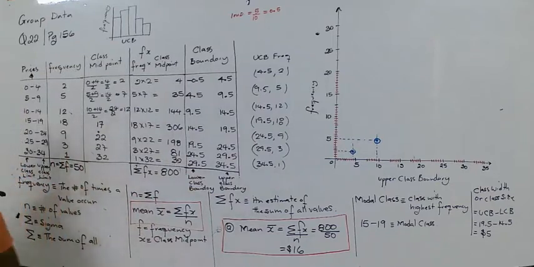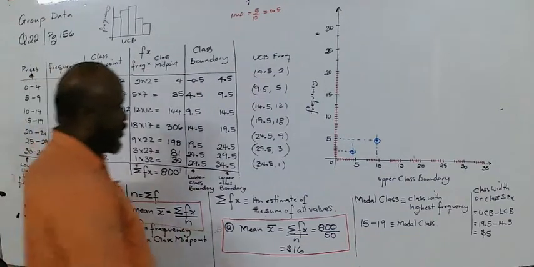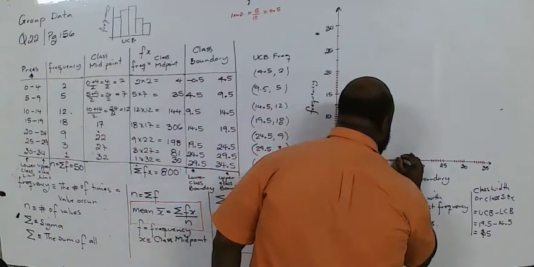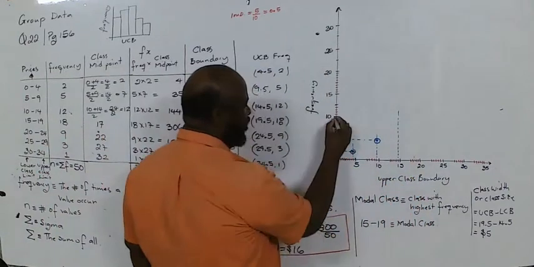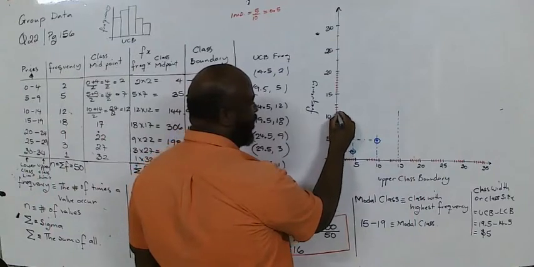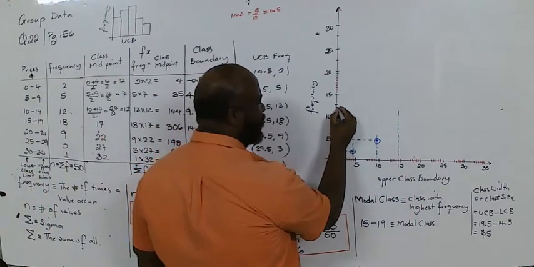Next, 14.5. 14.5 is before 15. And that corresponds to what? 12. So 14.5. Let's get 12: 10, 10.5, 11, 11.5.